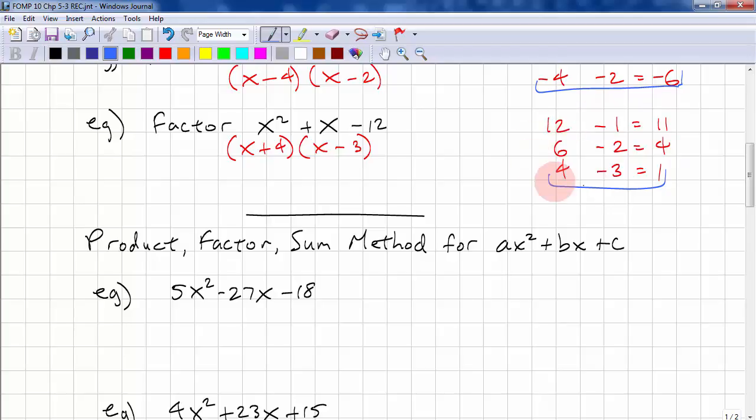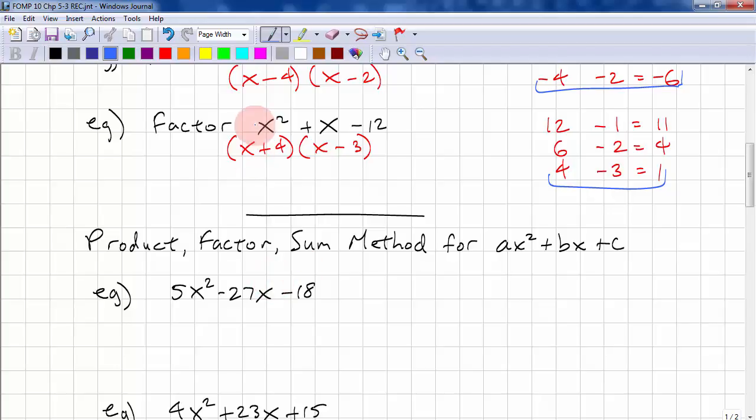This is what we'd use until you get used to factoring. Once you're able to factor in your head, you don't have to use this method anymore. But be sure you're able to factor properly in your head. If you're making mistakes, please go back to this method.